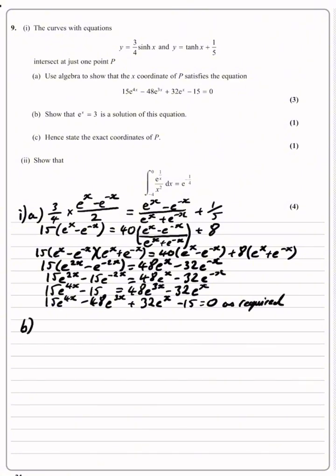For part B, I've decided to factorize e to the x minus 3 out of the disguised quartic. So we get e to the x minus 3 lots of 15 e to the 3x, subtract 3 e to the 2x, subtract 9 e to the x, plus 5, and that's equal to 0. Therefore, e to the x equals 3 is a solution.